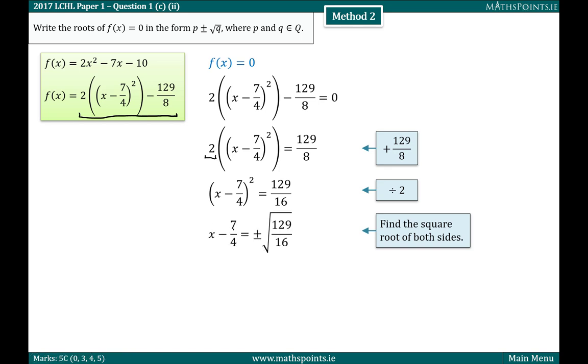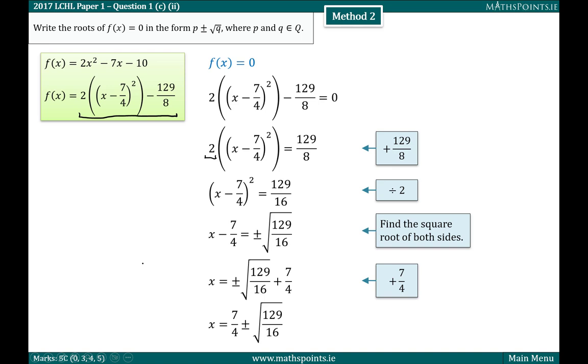And then we're going to add 7 over 4 to both sides to get x is equal to plus or minus root 129 over 16 plus 7 over 4, and then we might just reverse the order of this to get it in exactly the required form. So it's a really interesting thing that we've done there.